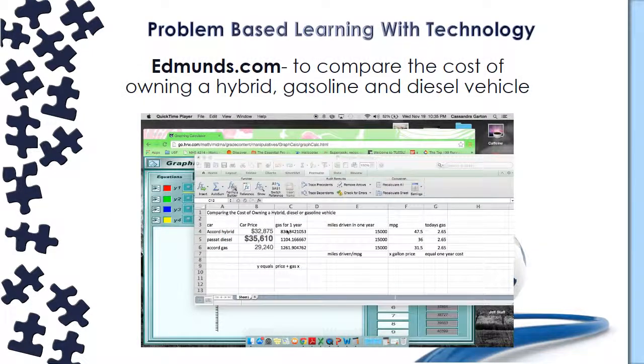Okay, now the students are ready to graph their equations to get the information for the cost of ownership at 1 year, 3 years, and 5 years. So in our groups, we've come up with the equation y equals price plus gas times x, where the car price is going to be the price, the cost of gas for 1 year is going to be the gas, and the x is going to represent the amount of years.